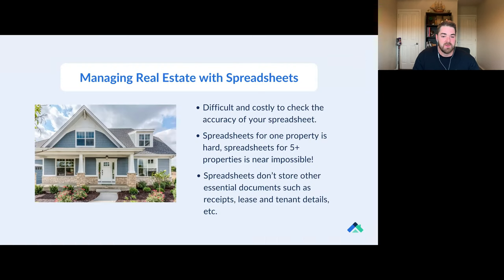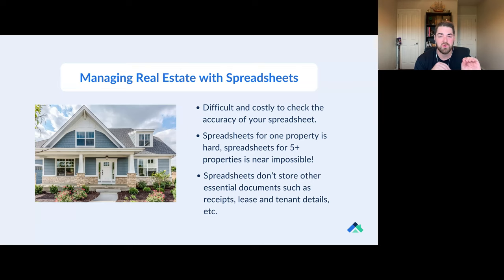So the problems don't just stop with errors and manual reconciliation. Again, spreadsheets just don't scale. Filling in the data on one spreadsheet is hard enough, but if you have 5, 10, 20 properties, unless you are a spreadsheet genius, this is just not going to scale. And it makes tracking really hard when it comes to things like rent arrears, tracking tenants, and tracking all the different aspects of cash flow and all the different outgoings as well. There's also all the property documentation and tenant information that a spreadsheet's just not going to track.